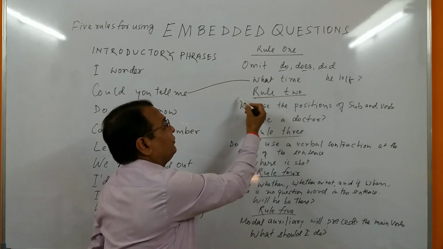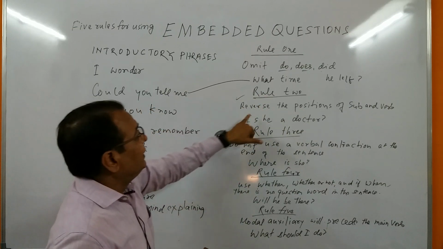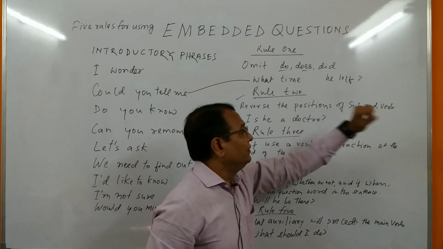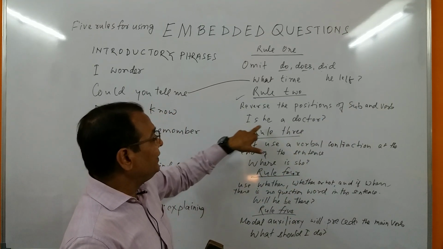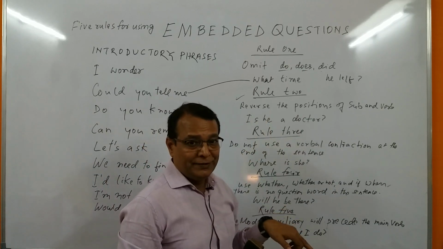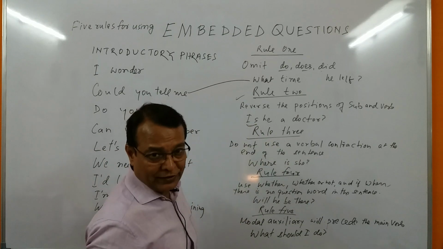Now let me go to rule number 2. Rule number 2 is again very easy. Reverse the positions of subject and verb. Okay. So it's a normal and simple question. The question is: is he a doctor? So look, I am putting the auxiliary verb here. Is he a doctor? Okay.